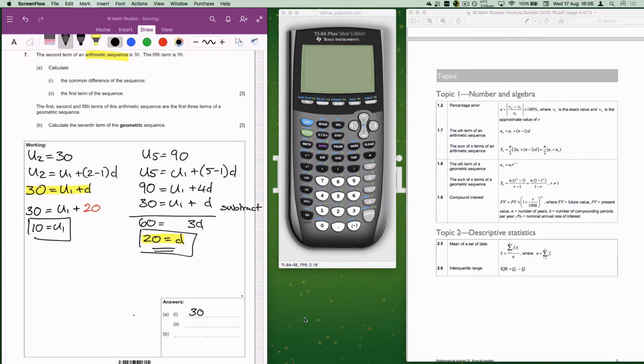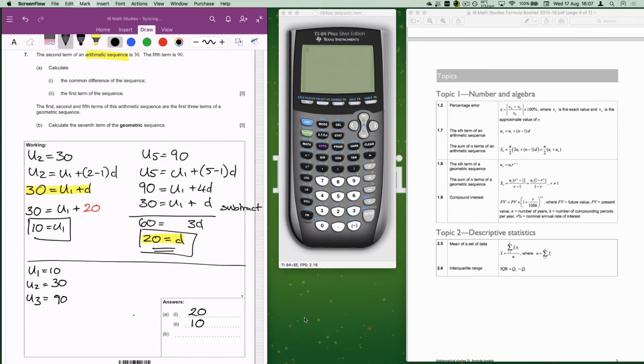So we want to write that in here. And notice I wrote my answer down wrong. So just quickly change that, and let's put that back to 20 as it should be, because 60 divided by 3 is 20. Okay, so we're now told some information. We're told the first, second, and fifth terms of this arithmetic sequence are the first three terms of a geometric sequence. So we're told that in our geometric sequence, the u1 is 10, u2 is 30, and u3 is 90.